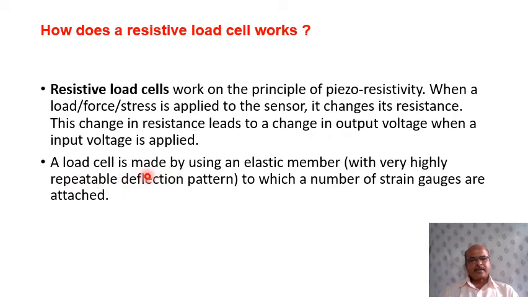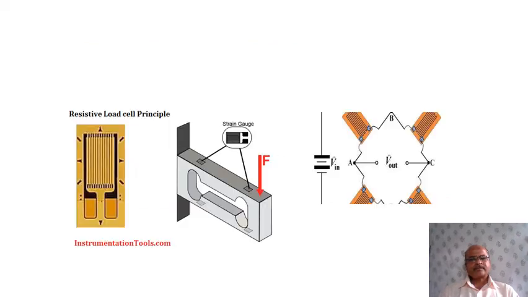A load cell is made by using an elastic member. Any load cell is made up of an elastic member to which a number of strain gauges are attached. This resistive load cell in principle is also called a strain gauge. This is an example where strain gauges are connected. This is a strain gauge, here is also a strain gauge. We can connect here and also here. So it forms a Wheatstone bridge structure, and we will measure the output voltage here. When there is a change in any resistance, then there is a change in output voltage.